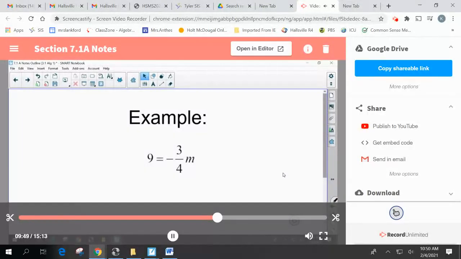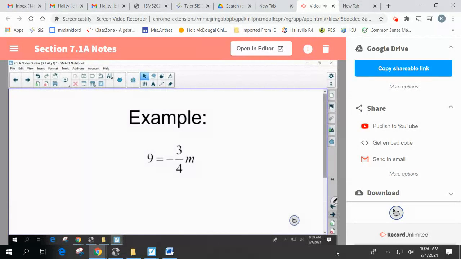Why does this look different? Because it's flipped around. Nothing changes. We still go about it the same way. It's just that the variable's not on the left, the variable happens to be on the right. It's okay, you're still going to do it the same way.